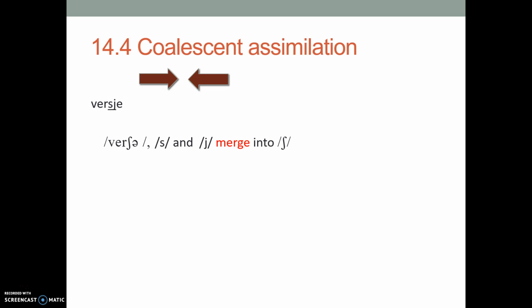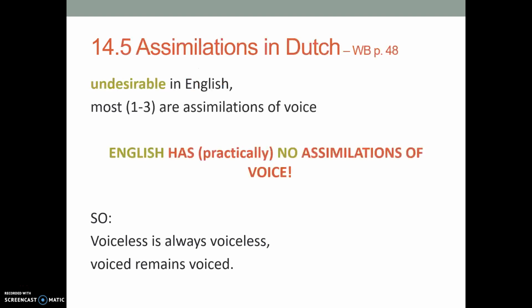In your reader on page 48, you'll find some more examples like huisvrouw and hoefijzer and wasje and onrust. Study them. Make sure you know at least one example for all 3 types of assimilation. And what is also important to remember is that assimilation is undesirable in English. Most cases are assimilations of voice. And English has practically no assimilations of voice, where you change voicing and devoicing. So in English, in RP, voiceless is always voiceless, and voiced remains voiced. And that's not what we do in Dutch. We are easily influenced by sounds that follow each other or precede each other.